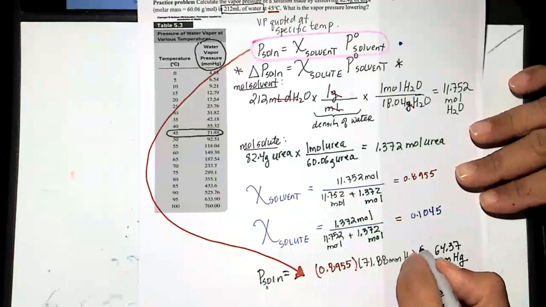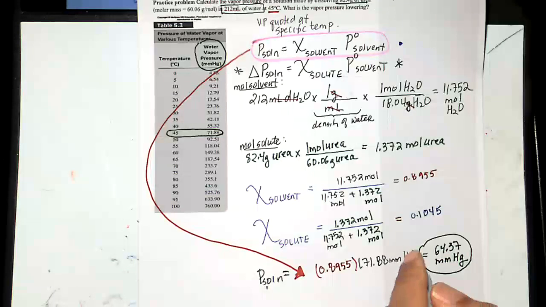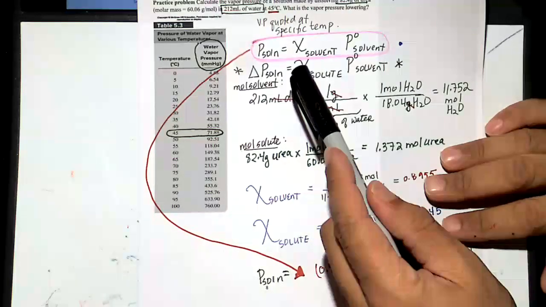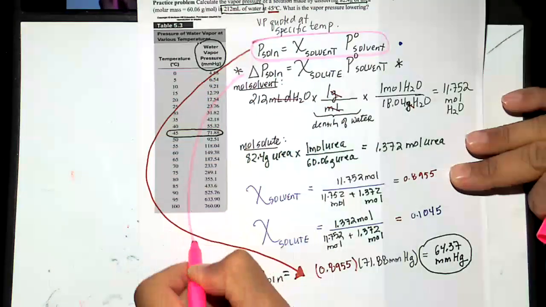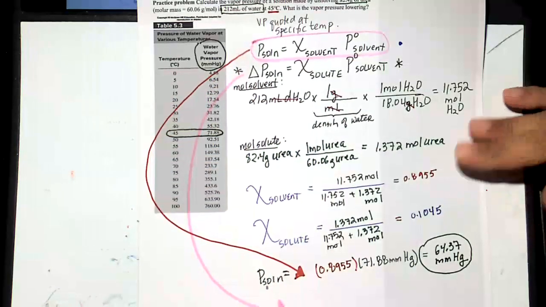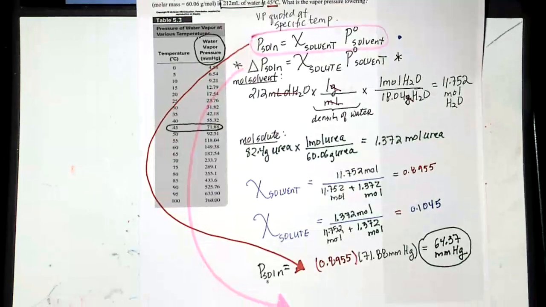All right, so this is the answer. It went down. And what is one of the colligative properties in terms of vapor pressure? One of the colligative properties is that it should go down. All right, let's utilize this equation here, just for fun.